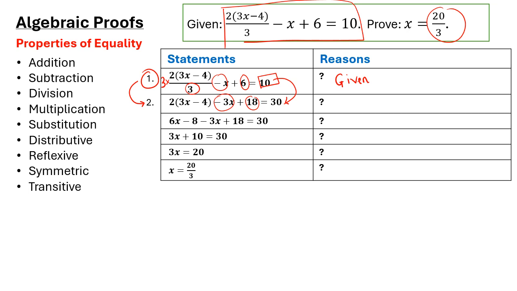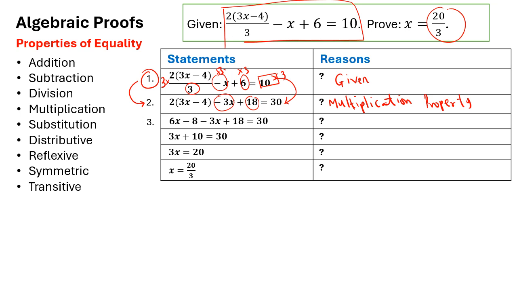In that way, we get 10 times 3 is 30, 6 times 3 is 18, and negative x times 3 is negative 3x. So each term in the equation in step 1 is multiplied by 3. So we're going to call this multiplication property. So by multiplication property, the equation can become simpler. We can simplify the equation from step 1 to step 2.